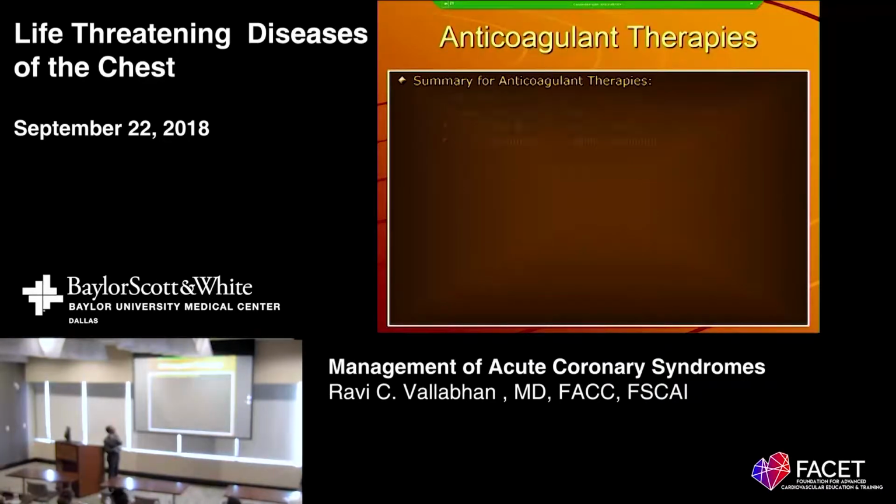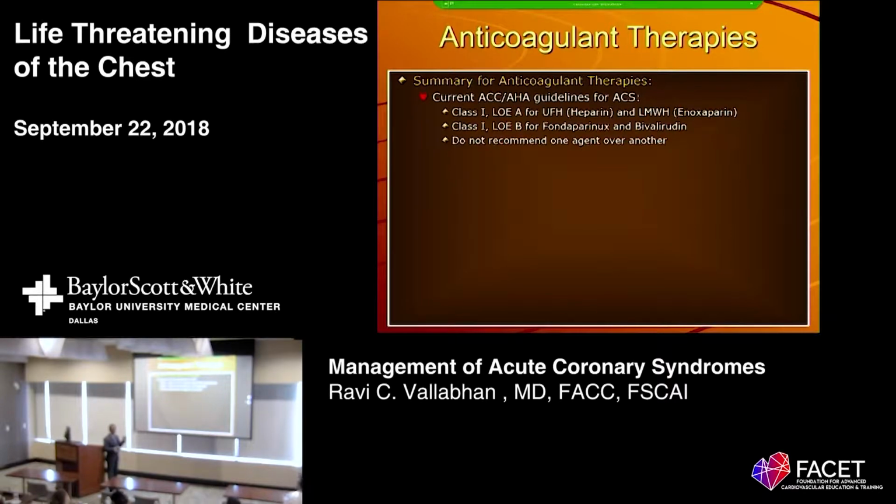Now, just to make it simple, pretty much the data is decent for all of them. There's really nothing that one agent is clearly better than the other. There's more data for heparin and low molecular weight heparin, so it's given a class 1, level of evidence A indication. But for fondaparinux, it's class 1, level of evidence B, and bivalirudin B. In general, if you want to get practical, these two agents are really not used, because the other agents are fairly cheap and they're easy to use. So if you're going to use it, these are the only drugs you really want to use.